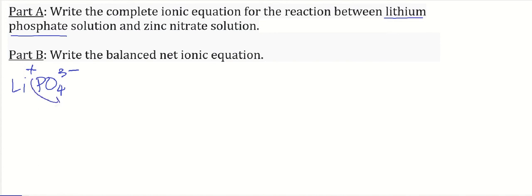All right, we're going to crisscross these charges. Right, the one we don't have to write. Right, so that's how we get the formula unit. Now it's not proper to leave those charges there. All right, so we got our formula unit. All right, we'll indicate that that's in solution by putting AQ there because it's a solution.